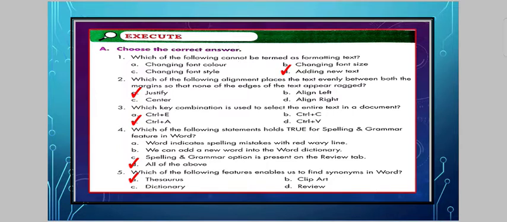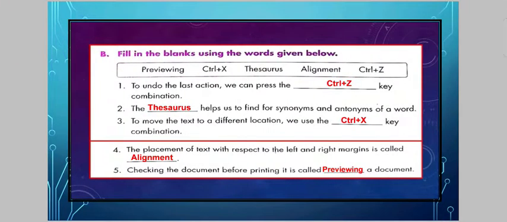Next is which of the following features enables us to find the antonyms and synonyms in a Word document? Option number A is the correct answer, thesaurus. Now move on to the fill in the blanks part. First is to undo the last action, we can press the Control Z key combination. Control Z is used to undo the last action.